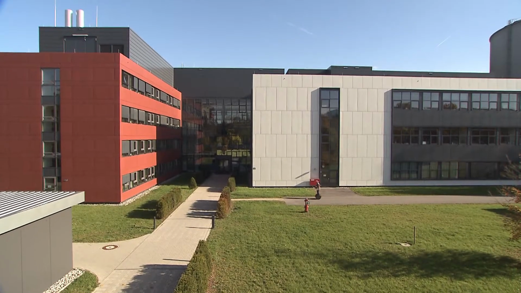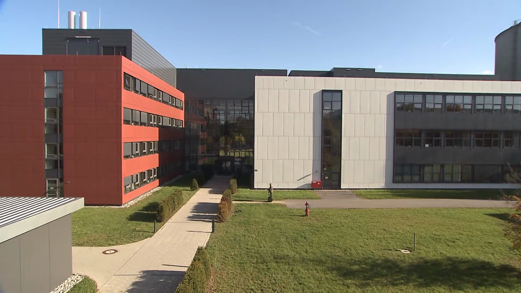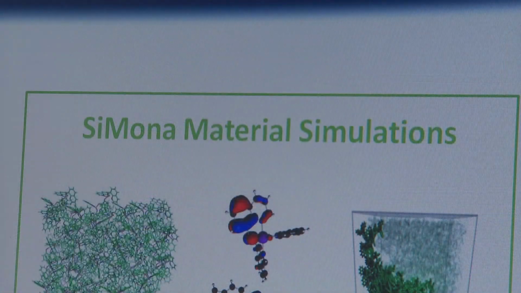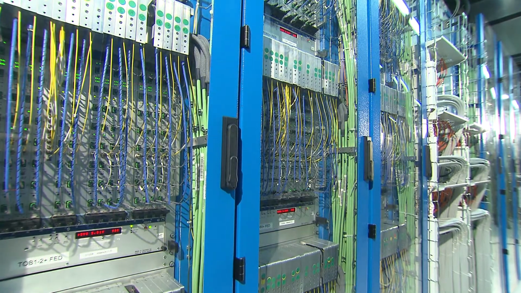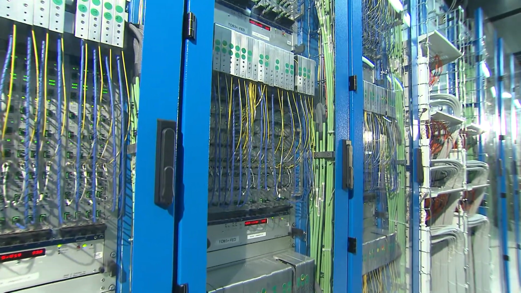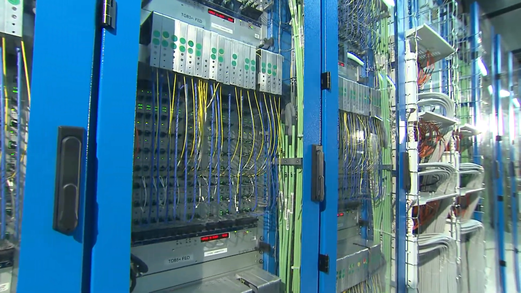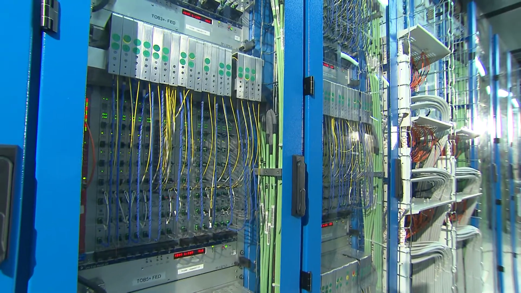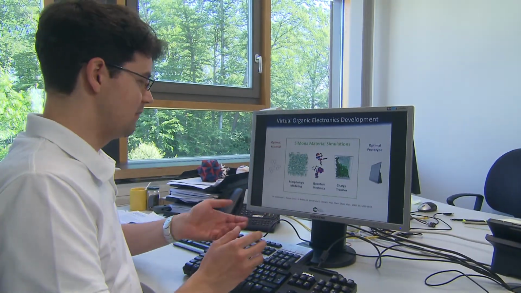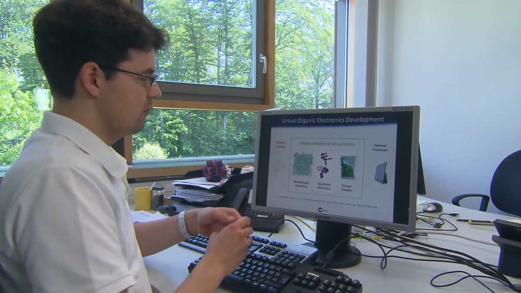At the Institute for Nanotechnology of the Karlsruhe Institute of Technology, scientists have now developed a software which is able to simulate this process in a computer. The simulations of SiMona are carried out in large computer centers. The scientists use computer calculations to look for suitable dye molecules and optimize materials' properties.